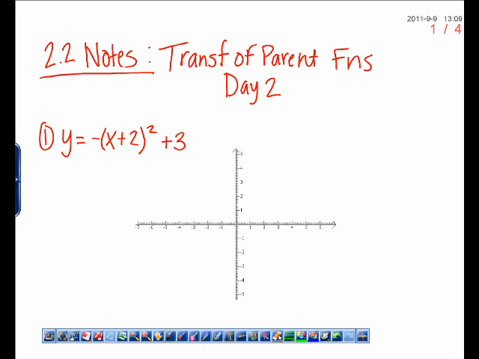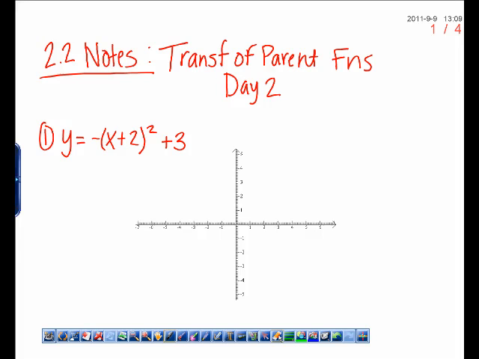So today we are talking about transformation of parent functions. Okay, this is our second day on this, so we're going to push a little bit further, and we're going to talk a little bit more about the absolute value as a transformation versus the absolute value as a parent function.